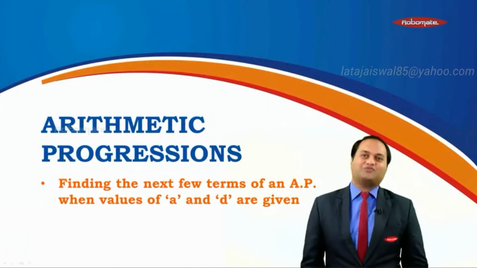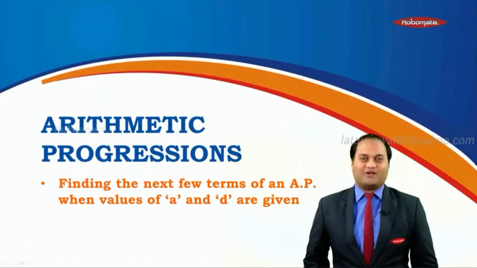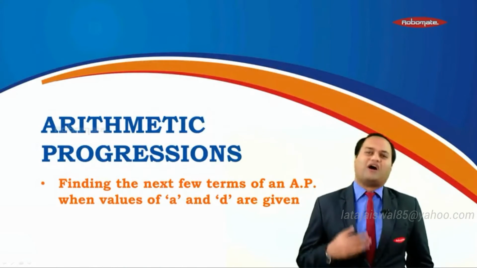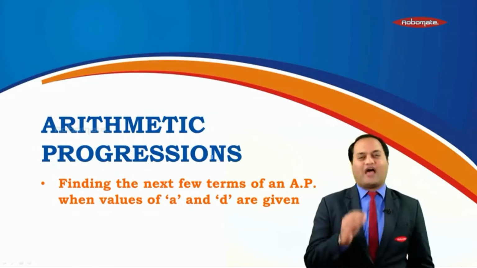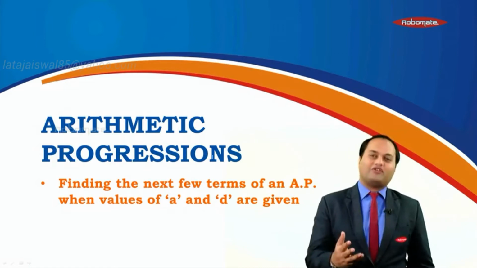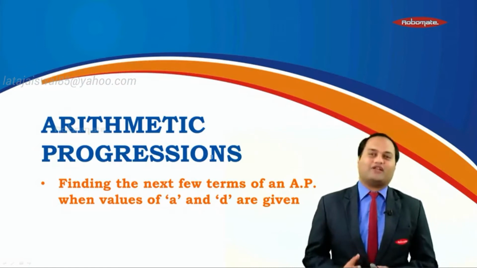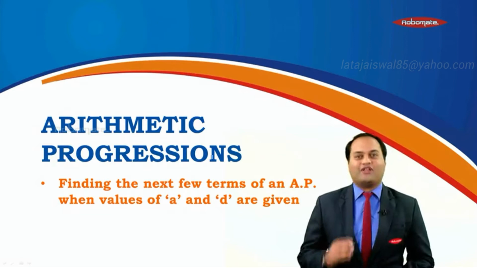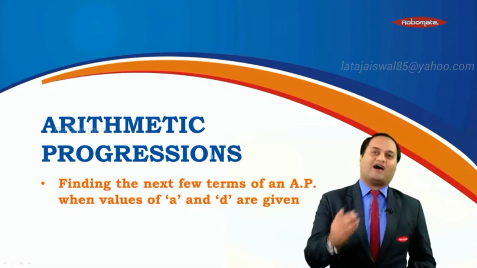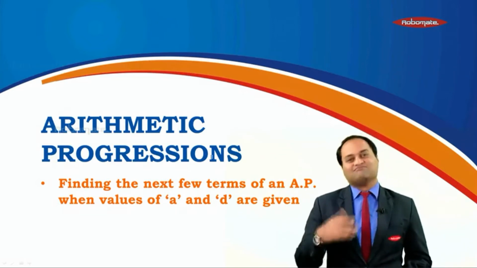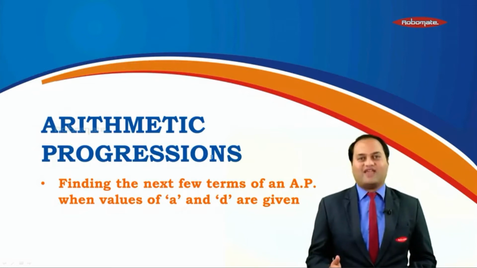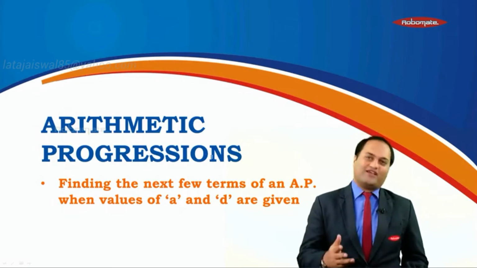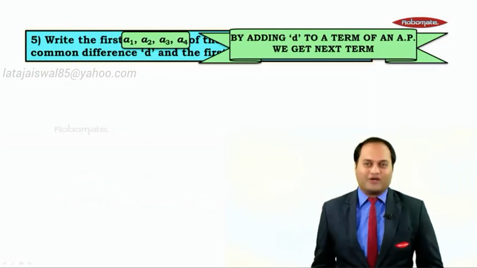Students, let's move on to the next module of this chapter. The next module, again, is absolutely similar to the previous module. The sums are absolutely the same. What are we supposed to do? We are supposed to find the next few terms of an AP when the values of A and D are given. The concept is A1 is A, A2 is A1 plus D, A3 is A2 plus D, and A4 is A3 plus D. So let's do it.